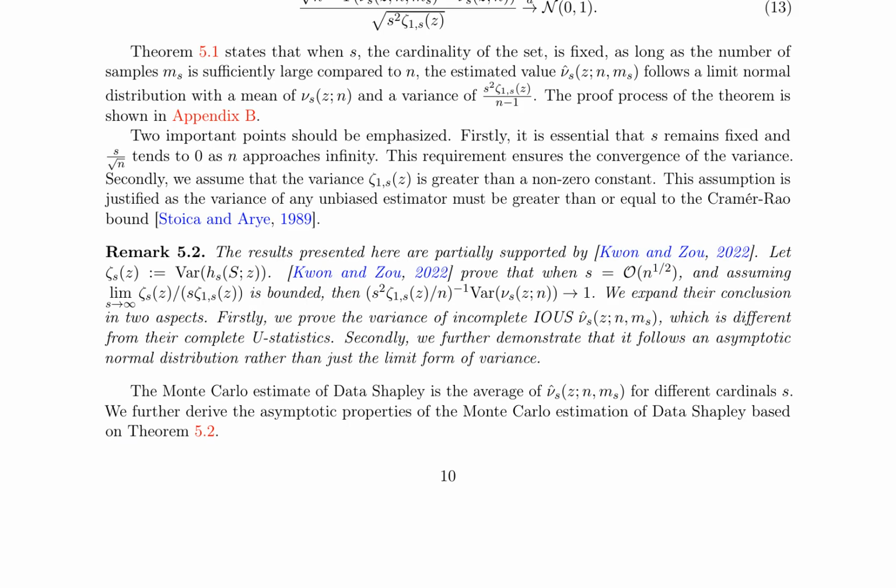Theorem 5.1 states that under specific conditions, the estimated value, nu S, Z, n, ms, follows a limit normal distribution, ensuring the convergence of the variance. The importance of the variance being greater than a non-zero constant is justified by the Cramér bound. The results from Quan and Zhou 2022 focus on the variance of incomplete IOUS and its asymptotic normality.